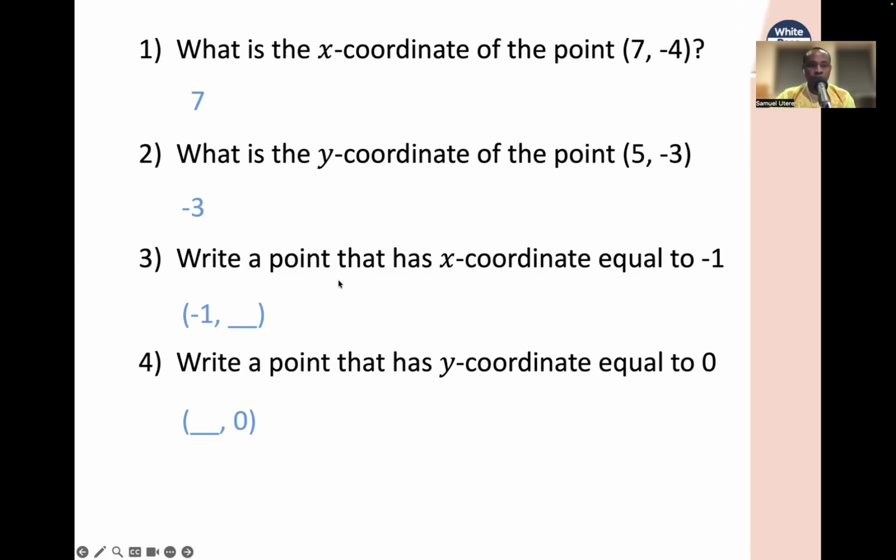Next, we were asked to write a point that has x-coordinate equal to -1. Well, you can write any point, but the first number has to always be -1. We're going to see something similar to this in today's lesson. Here you're asked, write a point that has y-coordinate equal to 0. The y-coordinate will always be 0, so you can write any number for x, but the y-coordinate will always be 0.